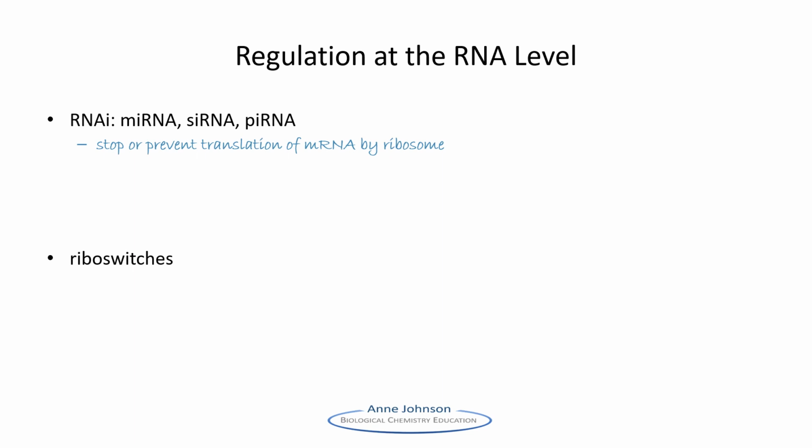A different approach that is used by RNA is with riboswitches. These are metabolite-sensing RNA sequences that usually occur upstream of the operon for the metabolite. So far, they are only known in bacteria. We'll look at both of these in a little more detail on the following slides.